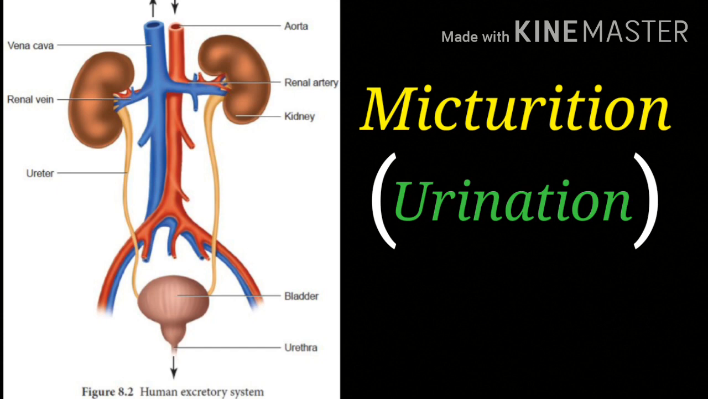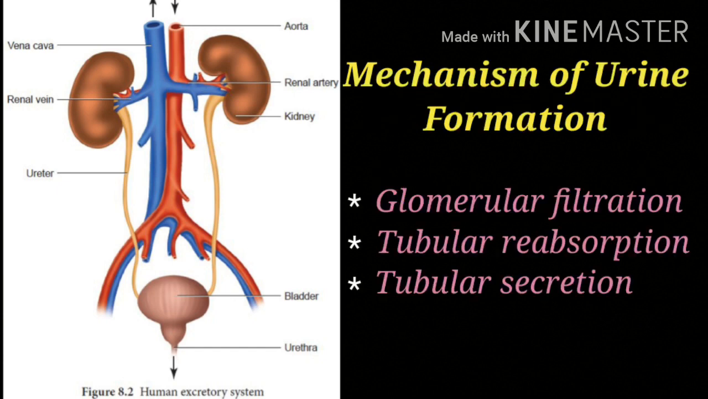A healthy person excretes 1 to 2 liters of urine per day. So, how many liters of urine does a healthy person excrete per day? A healthy person excretes 1 to 2 liters of urine per day. Clear children?